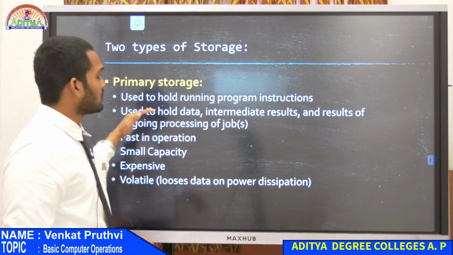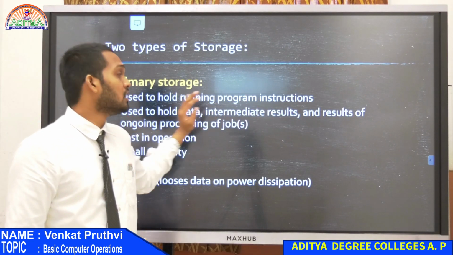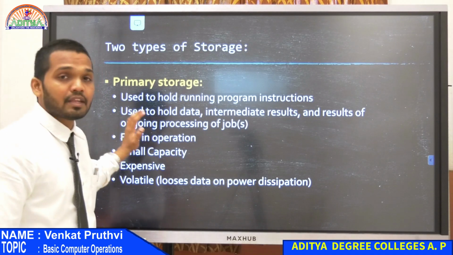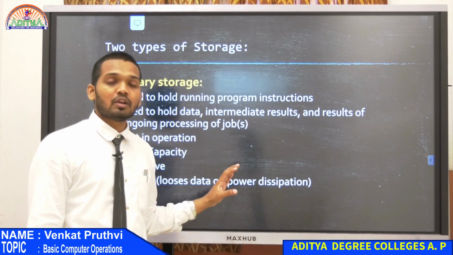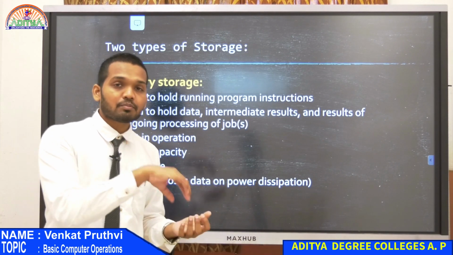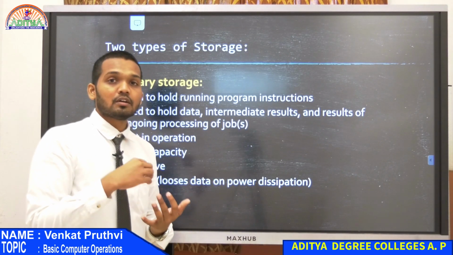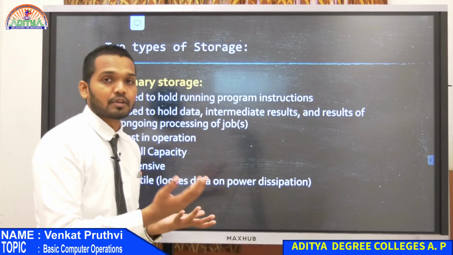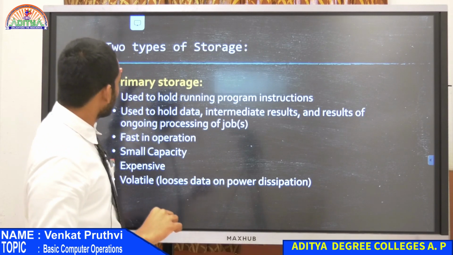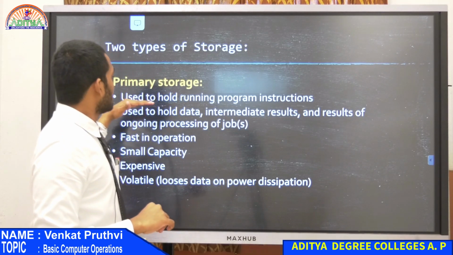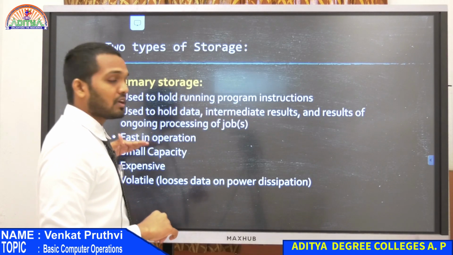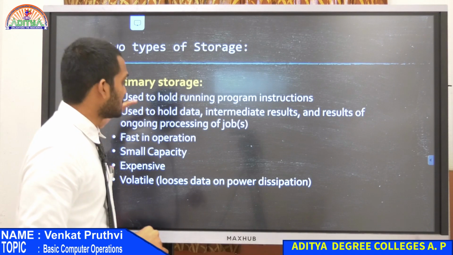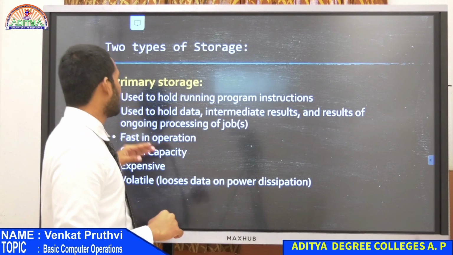It is used to hold running program instructions. Whatever is written over here, it's very important, and you have to understand each and every word over here. Only then will you understand the operations that are performed by a CPU or the computer. Now what is happening? Primary storage is used to hold running program instructions. We will go one after the other, one point after the other. I will explain that point, and then we will go to the next.